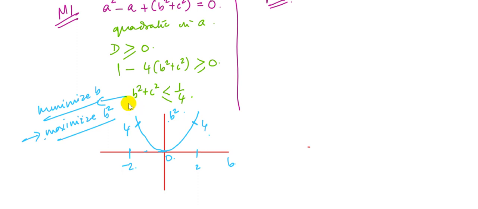So if I have to minimize b on the negative side, I have to maximize b square within the given constraint. Clear? So the maximum value of b square will be 1 by 4. If b square has to be maximized, c square has to be minimized. It is a square, so the minimum of c square will be 0, so b square will be 1 by 4. So that means b minimum will be minus 1 by 2.